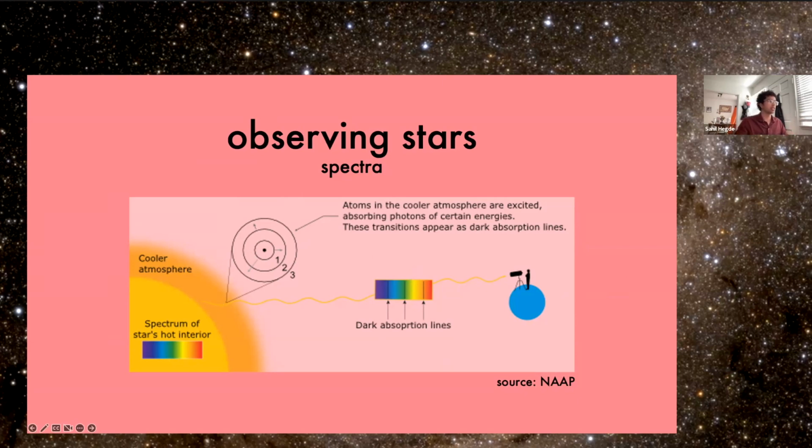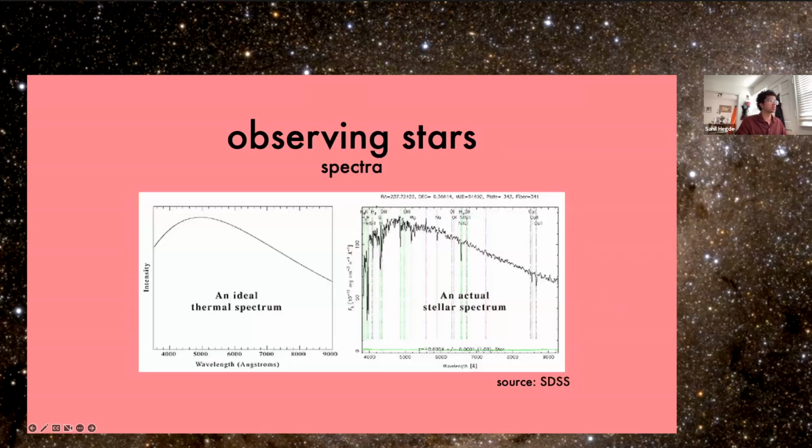So if you have an element here in the atmosphere, it might absorb some of the photons that are coming to you from inside the star. And if it does that, then it'll hold on to that energy. And then we won't see a photon at that specific wavelength. So if we observe a whole spectrum and we see a series of absorption lines, that tells us, oh, this star has these elements in its atmosphere. And so what this looks like in practice is this.